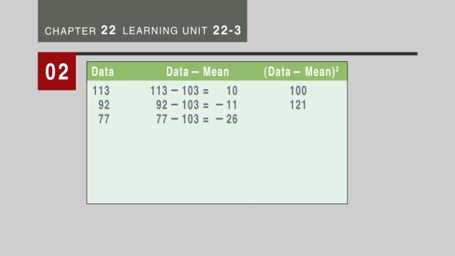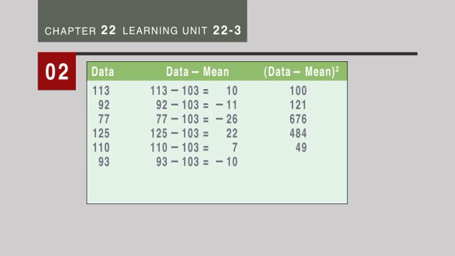77 minus 103 equals negative 26, squared is 676. 125 minus the mean of 103 leaves us with 22. 22 squared is 484. 110 minus the mean leaves us with 7. 7 squared is 49. 93 minus 103 is a negative 10. 10 squared is 100. And finally, 111 minus the mean leaves us with an 8. 8 squared is 64. So we total all of those squared numbers. It's going to leave us with 1,594.